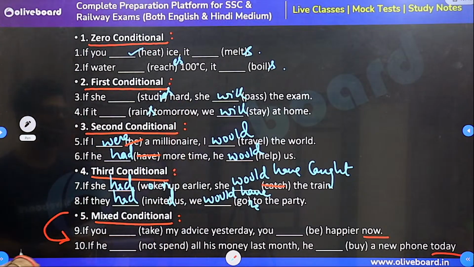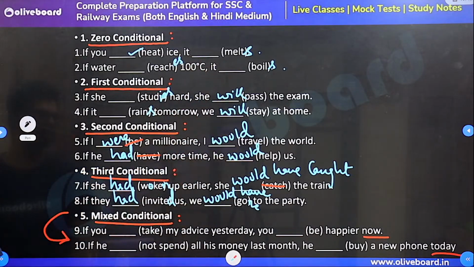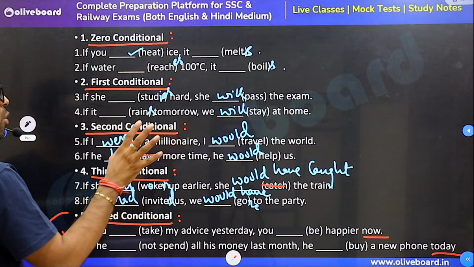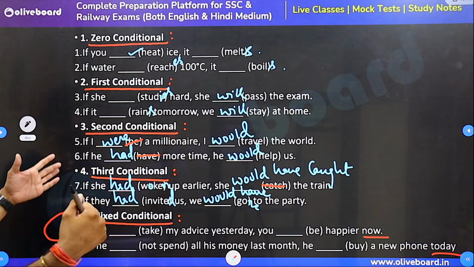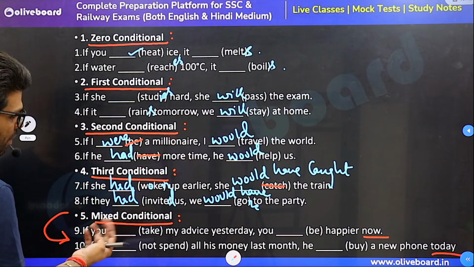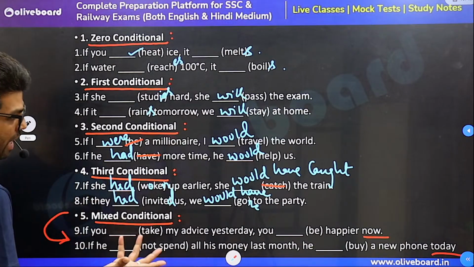Now the first conditional. If she studies hard, she will pass the examination for sure. If it rains tomorrow, we will not go there. We will stay at home. Second conditional. If I were a millionaire, I would travel the whole world, but I'm not. If I had more time, I would help you, but I don't have.